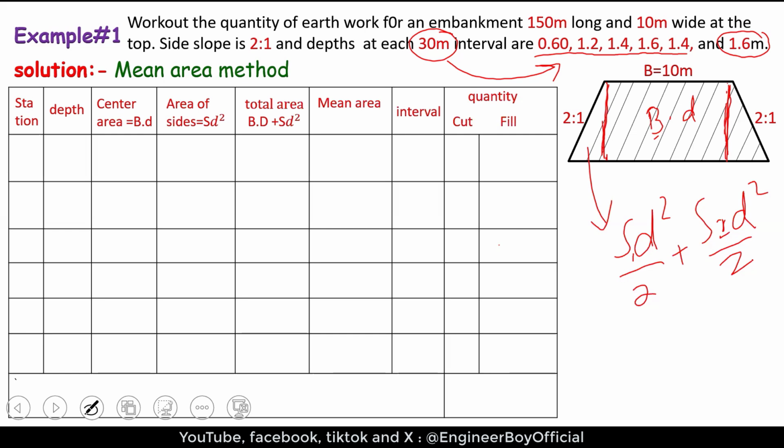This is just an embankment, which is already known over here, in the example terms. So it means there will be filling only without cutting. Till this point, is there any question? Yes, sir. Okay, you may ask.